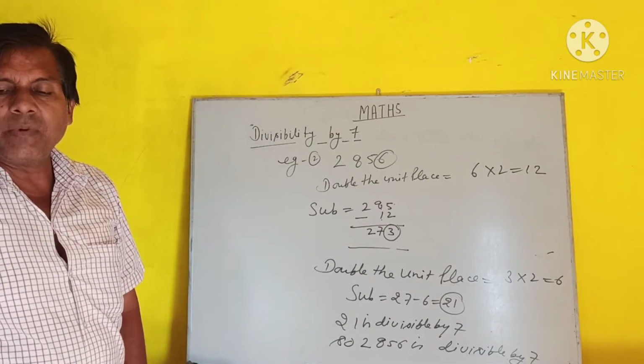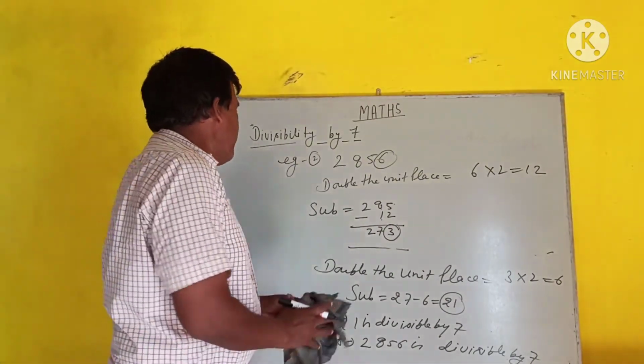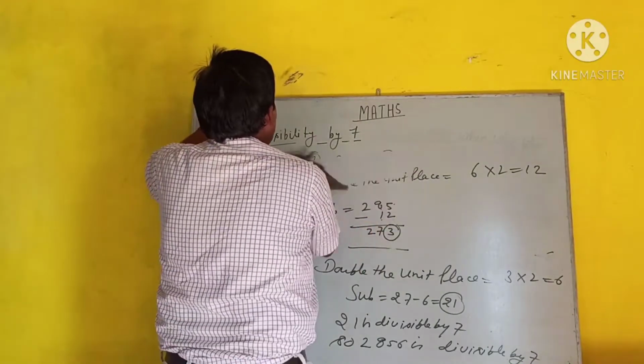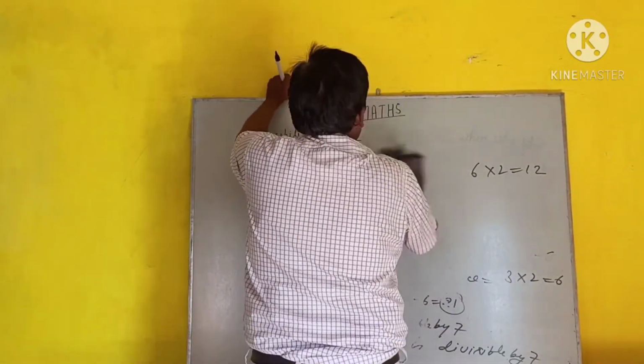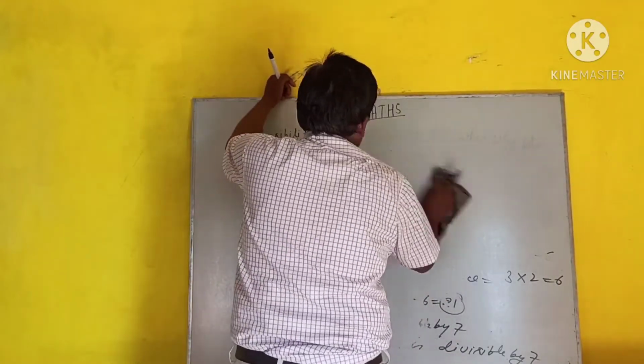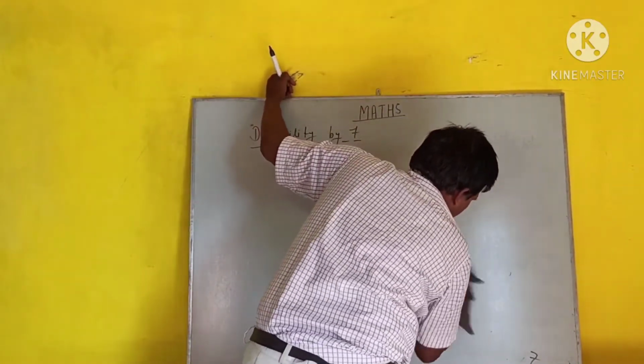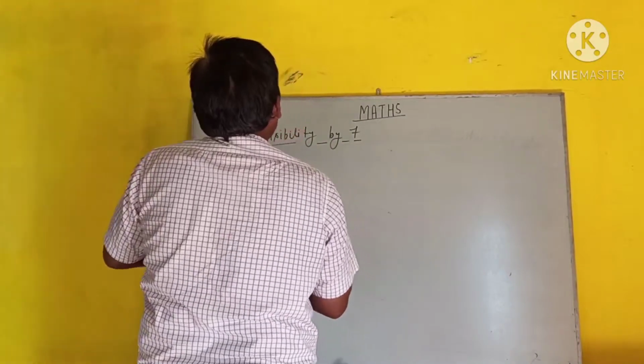2856 is divisible by 7. Now I gave you homework. Take your homework and write it. Check divisibility by 7.